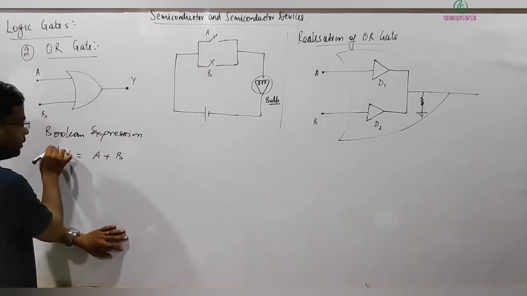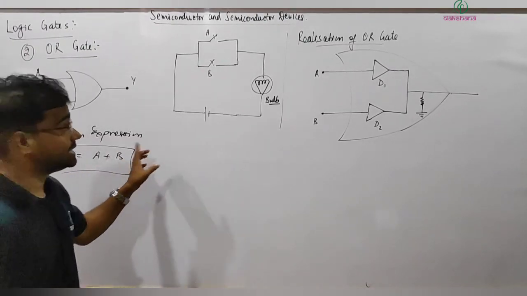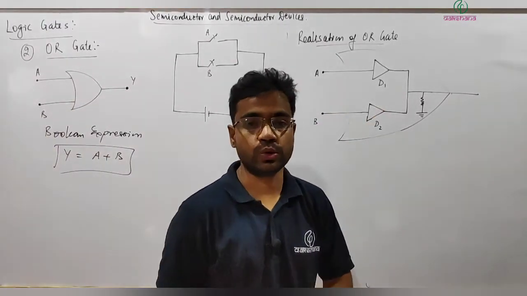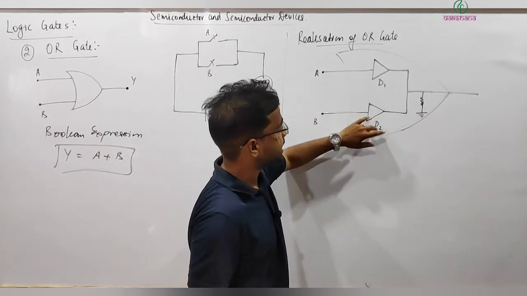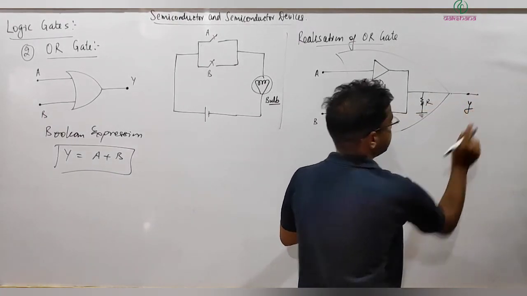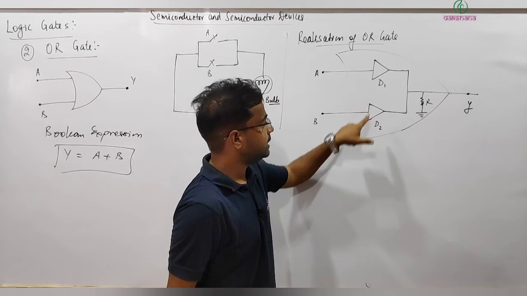And so this is the Boolean expression. The realization of this gate can be done by using two diodes. So these are two diodes connected and one resistor here, and this is the output Y. Now see here, diode 1, diode 2.